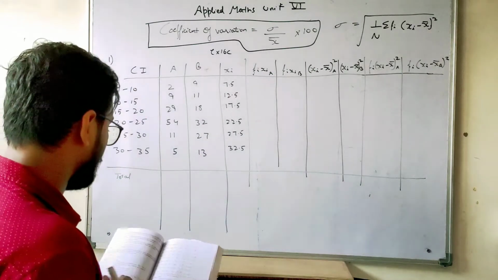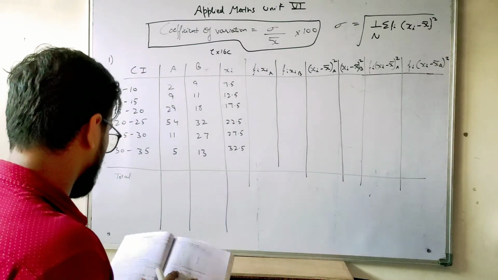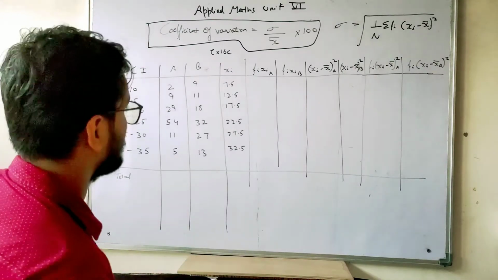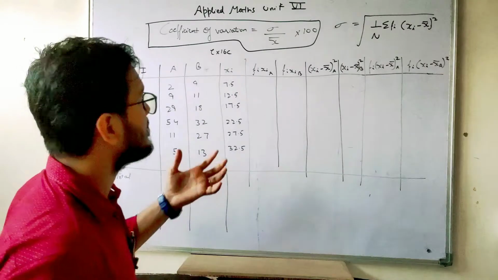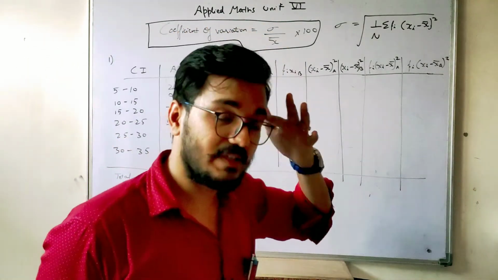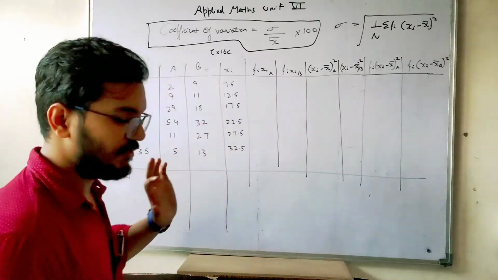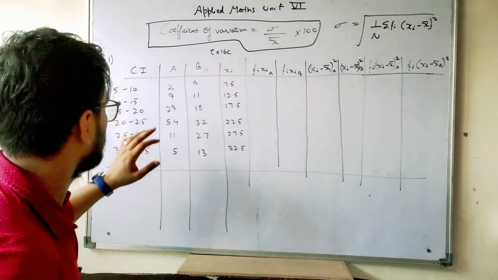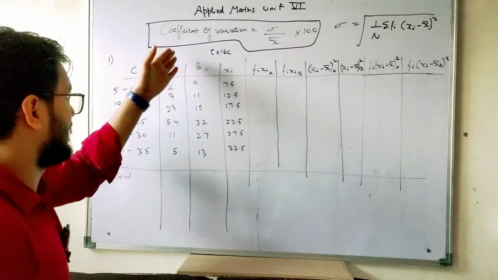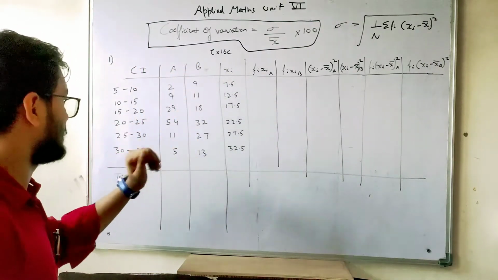In this we have to determine which set of bags has more uniform pressure. More uniform pressure means less variation will be there. So whichever has the smaller variation value will have more uniform pressure. This data is given: Ci, A and B. The A frequency is this, the B frequency is this.